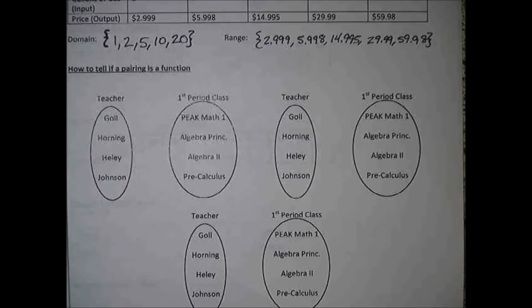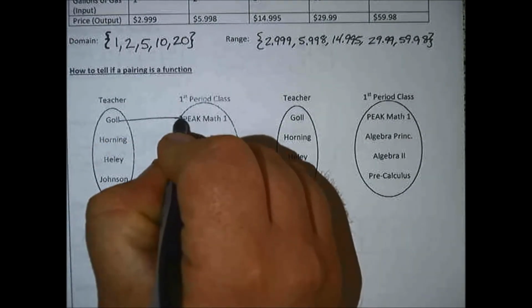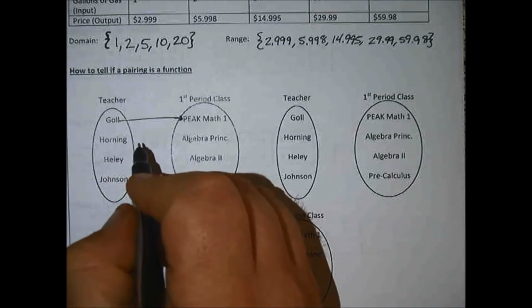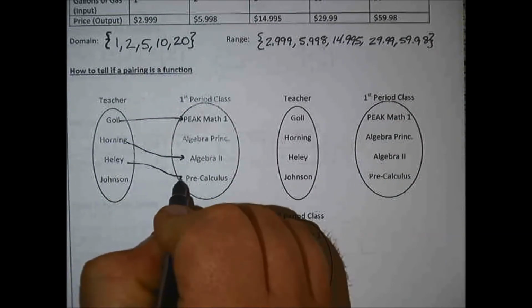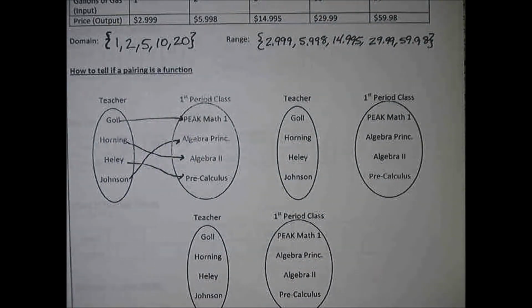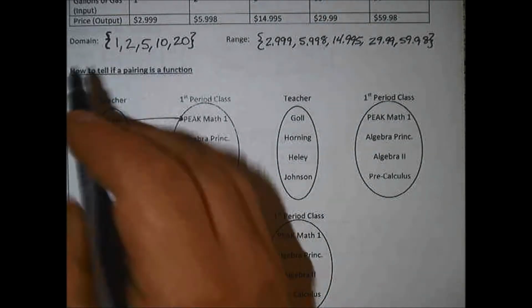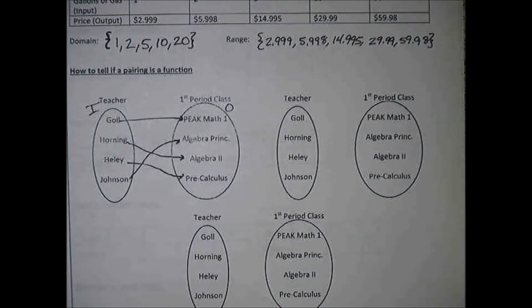What I have down here are a bunch of examples of teachers and what their first period class is. Let's look at this as what really could be the case right now. I'm over here first period teaching Peak Math 1. Mr. Horning is teaching Algebra 2 maybe. I think Mrs. Healy might be doing pre-calculus. And Mr. Johnson is doing algebra principles. What I'm looking at here is everyone in the inputs. There's the inputs, there's the outputs. Every one of the inputs only goes to one output.